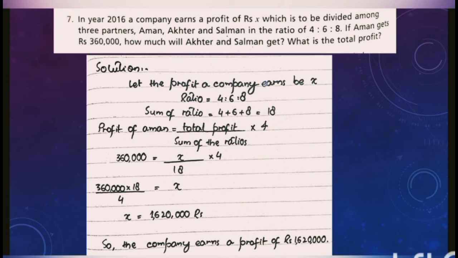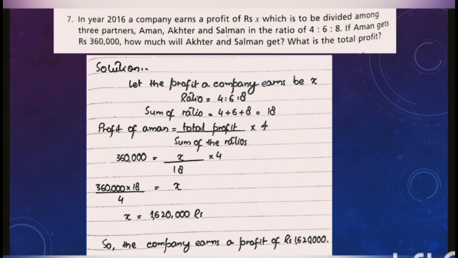Okay, so let the profit the company earns be x. The given ratio is 4:6:8, and the sum of the ratio equals 18. Now the profit of Aman is equal to the total profit divided by the sum of the ratios multiplied by the ratio of Aman, which is 4. I am doing this with the same strategy I used in the previous question. In this question we know the profit of Aman, which is 360,000, so just put this value in the place of the profit of Aman.